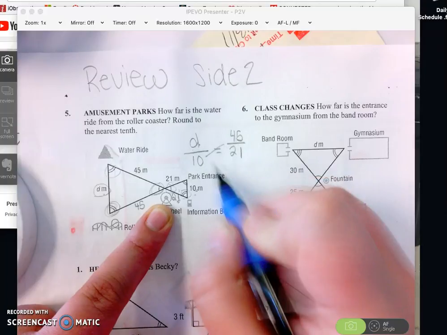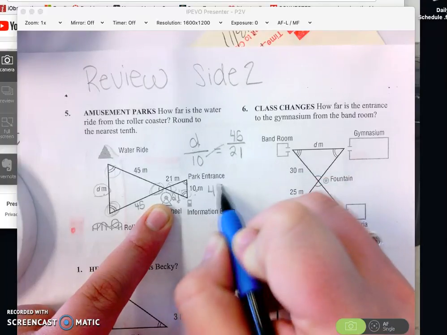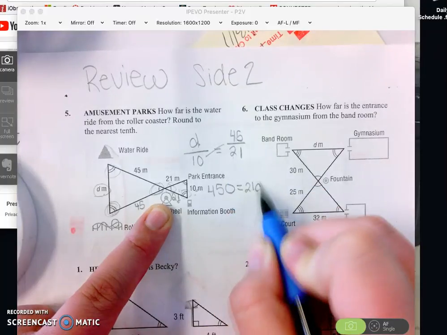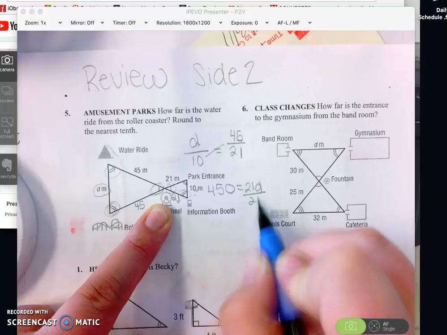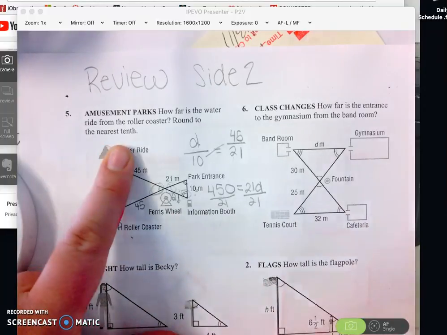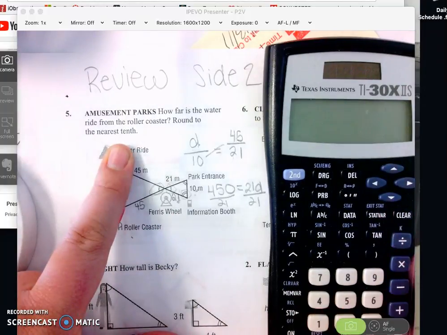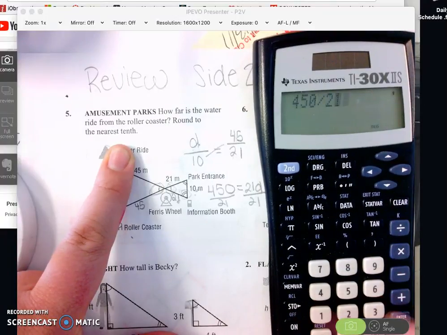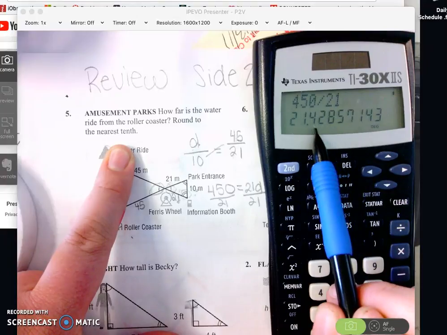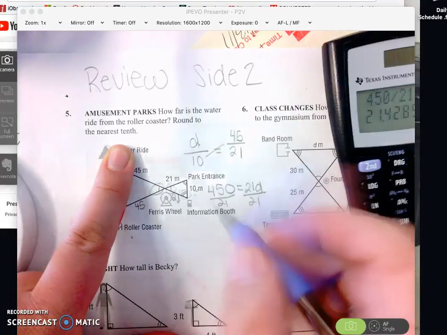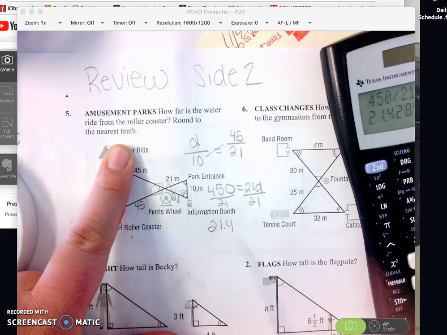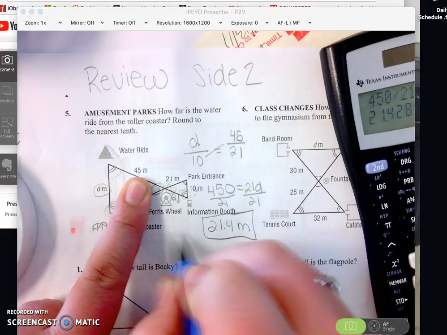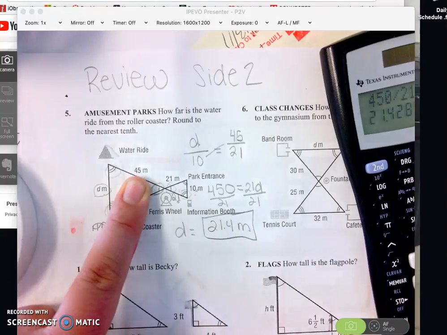Cross multiply, so 10 times 45 is 450 equals D times 21, so 21D. I'm going to divide both sides by 21, rounding to the nearest tenth. So 450 divided by 21, rounding to the nearest tenth, would be 21.4. And then I want to make sure to label it. And I could even put the distance is equal to.